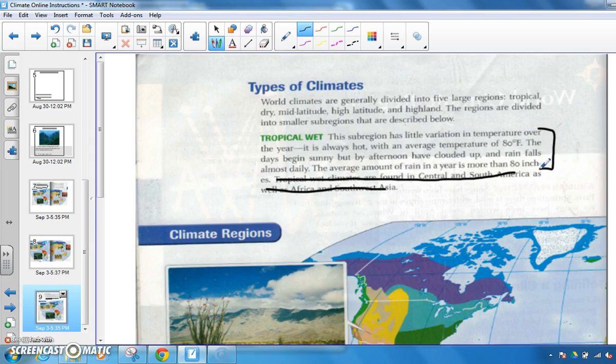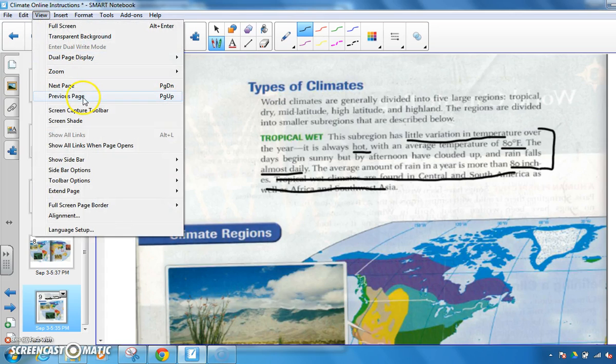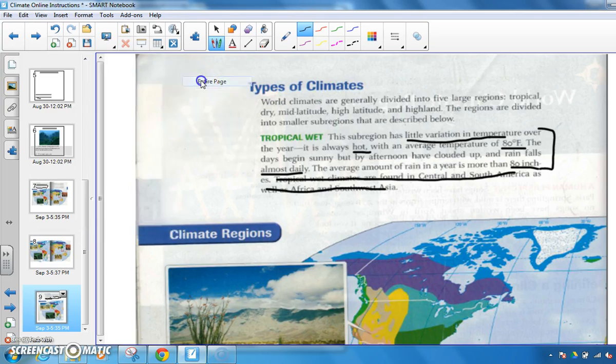So I want to summarize it into my own words, and so I know keywords that I've got are little variation in temperature. I've got hot climate. I know it's an average temperature of about 80 degrees, and it gets a ton of rainfall almost daily, with it being about 80 inches. So if I'm reading that description, I'm going to go back, and I'm going to give the entire page width.